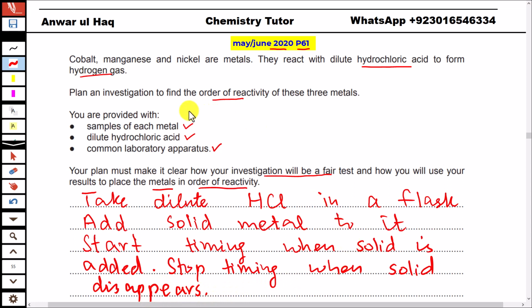Now you have three metals. You will perform the same experiment for all these three metals, and you will note the time that solid is taking to dissolve completely in acid. Okay, and how will you write your conclusion?